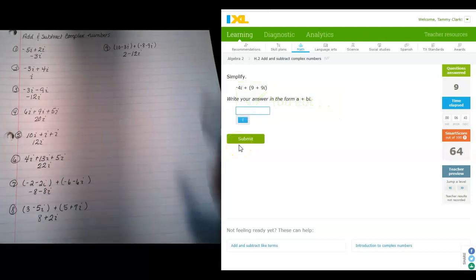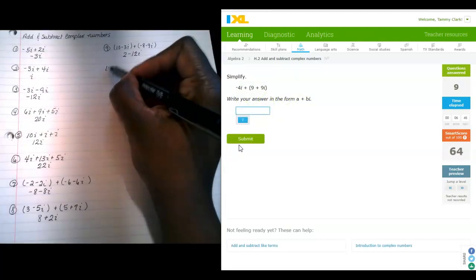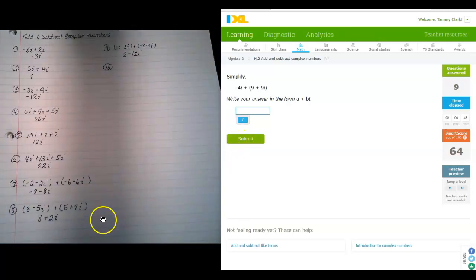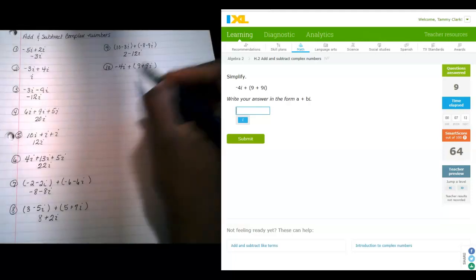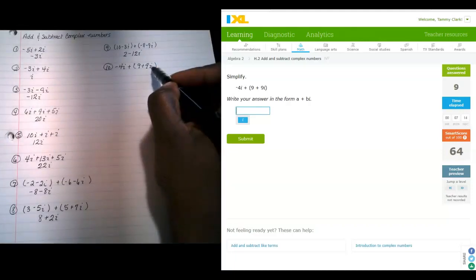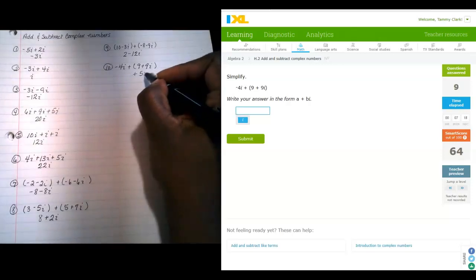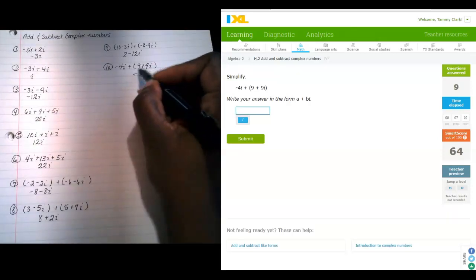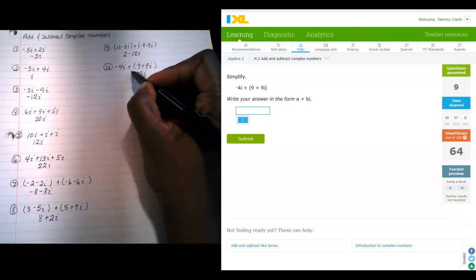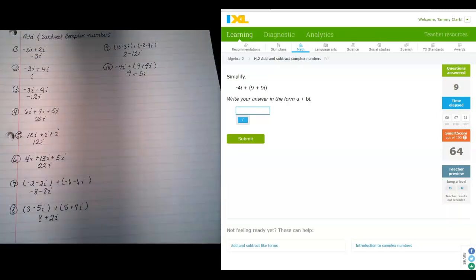Let's go on to number 10. That's negative 4i plus 9 plus 9i. So negative 4i and 9i, let's go ahead and combine those. We know that's positive 5i. And our real number doesn't have anything to go with it, so we're just going to put it in front there. So our answer would be 9 plus 5i.